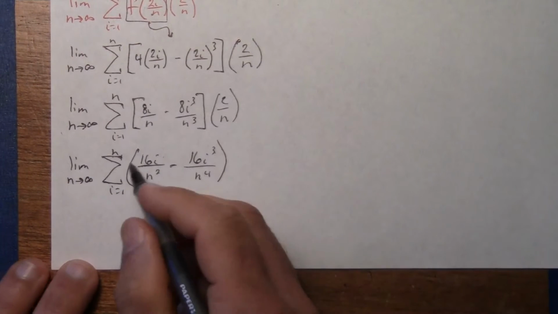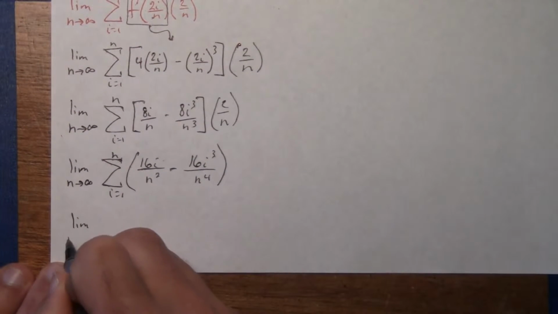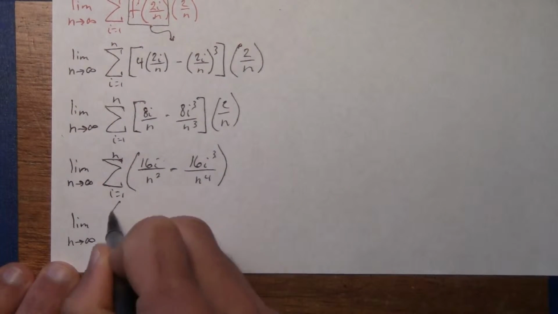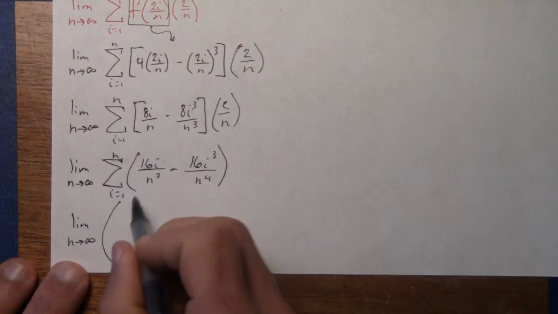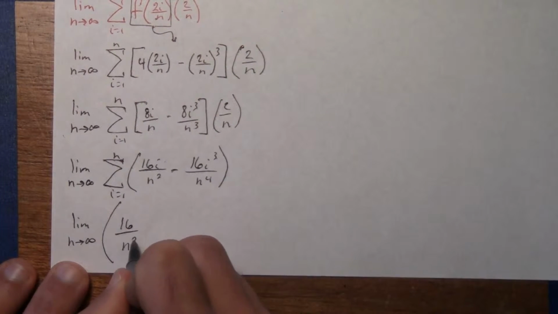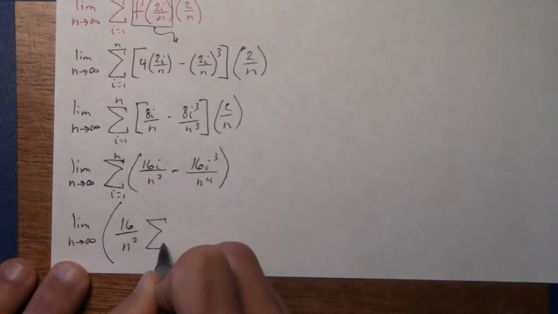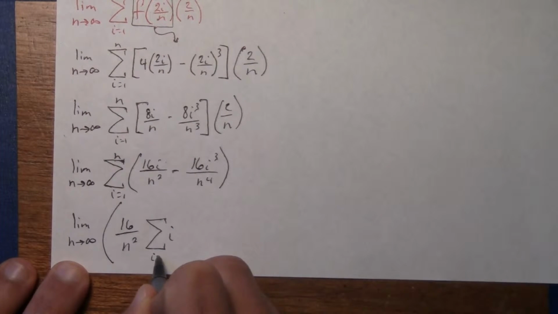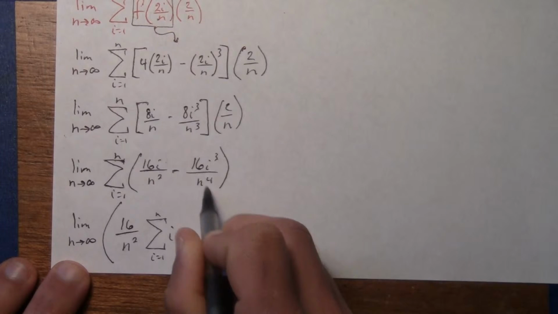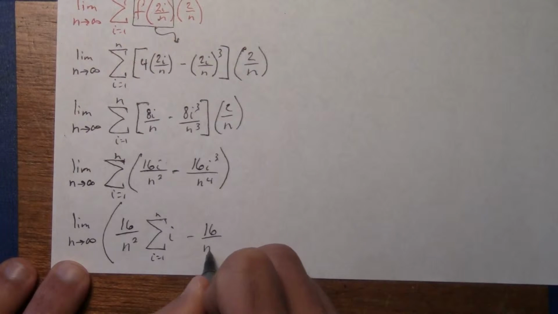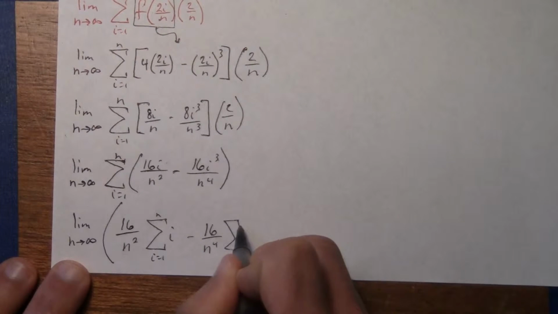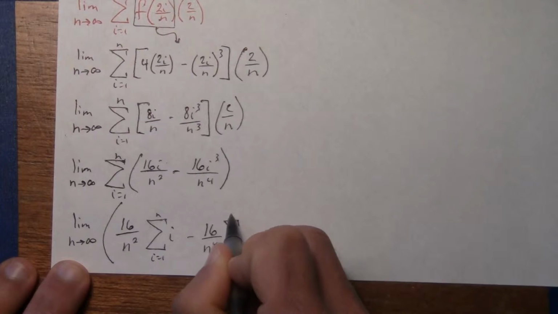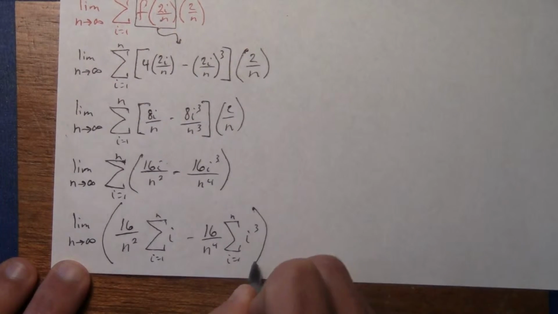And now I can go ahead and split these apart. So I'm going to have the limit as n approaches infinity of, again, saving myself a step, I'm going to factor out the 16 over n squared, and I'll be left with the sum of i, minus, factor out the 16 over n to the fourth, and I'm left with the sum of i cubed. Sorry if I'm getting a little messy there.